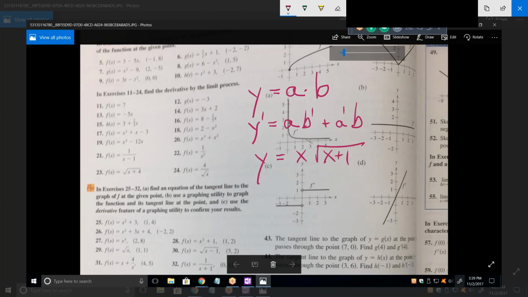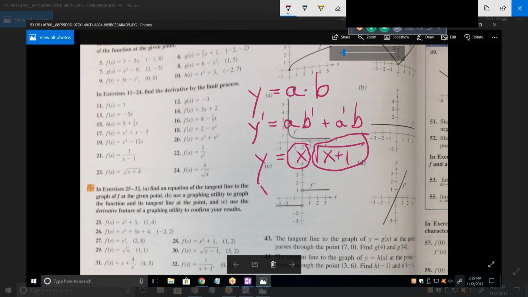Let's say that's my function. I cannot perform that multiplication. There's no way to multiply x by the square root of x plus 1. In other words, I can't multiply those two together, so I have to use the product rule. I have the product of that function times that function. That's what I'm looking at.